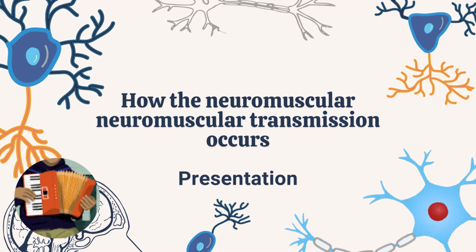Hello everyone. In this video, we will explain neuromuscular transmission, which is the process by which a nerve impulse causes a skeletal muscle fiber to contract. It occurs at a specialized junction called the neuromuscular junction, or NMJ.